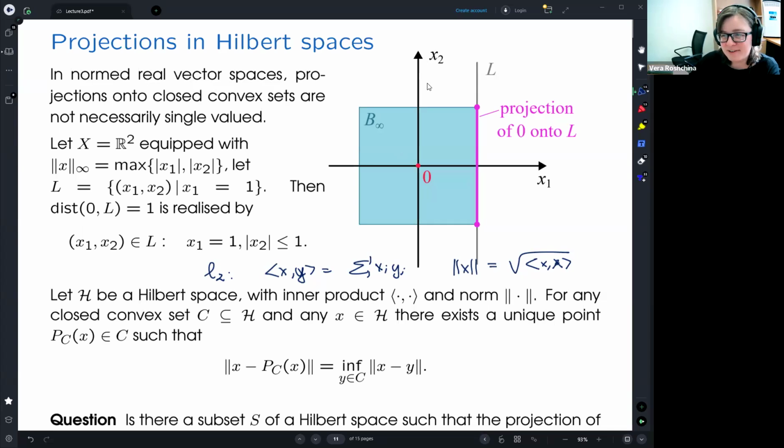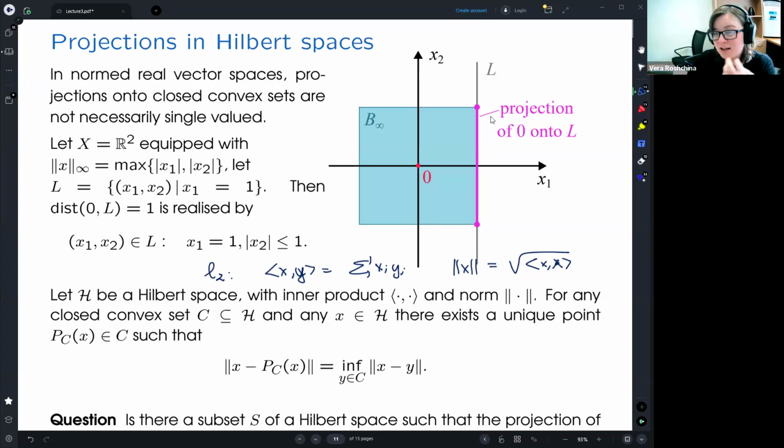So there's a very simple example of, I can take my space R2, and projection means that I want to find a point in my convex set that is the closest to a given point, right? So here, for example, projection of 0 onto some linear subspace is the set of points in that linear subspace that have the smallest distance, right, to 0.